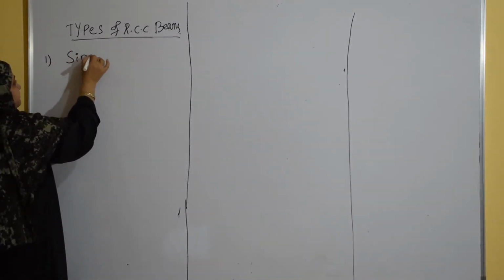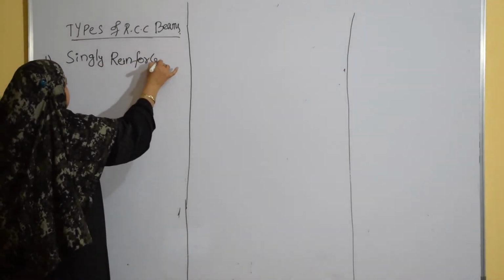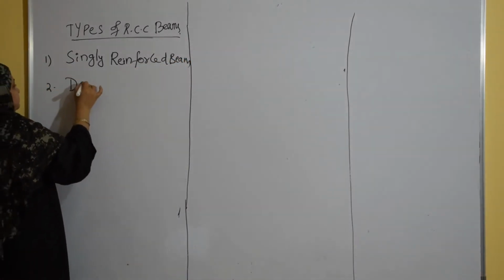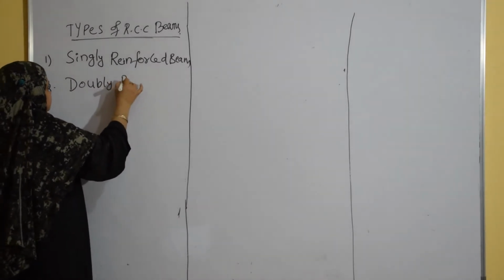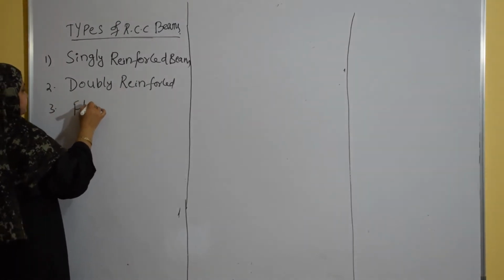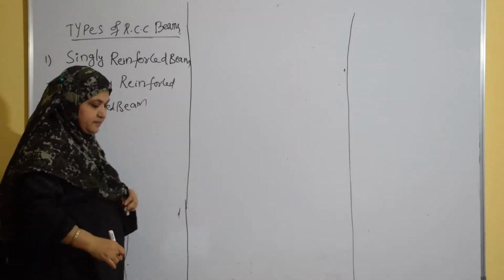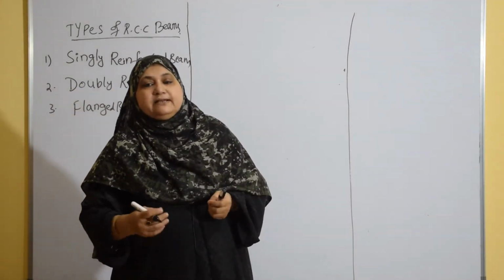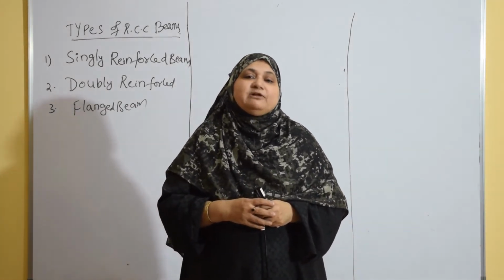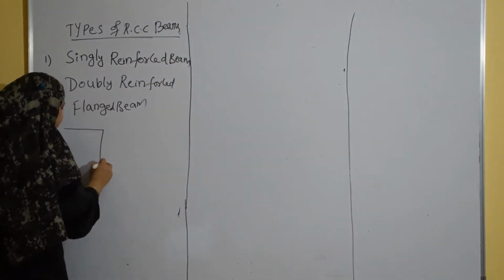First is singly reinforced beam. Second is doubly reinforced beam. And third one is flanged beams. Now singly reinforced beams. The name itself is saying that reinforcement is provided only in one zone. Obviously it will be the tension zone. A section in which steel is provided only in the tension zone.